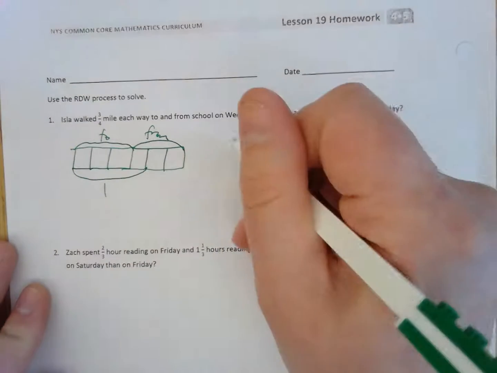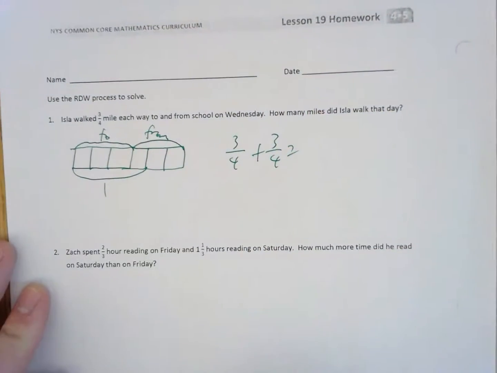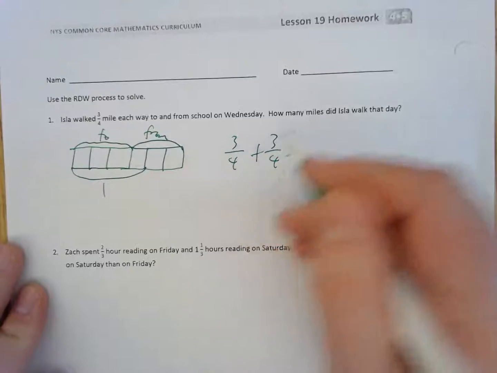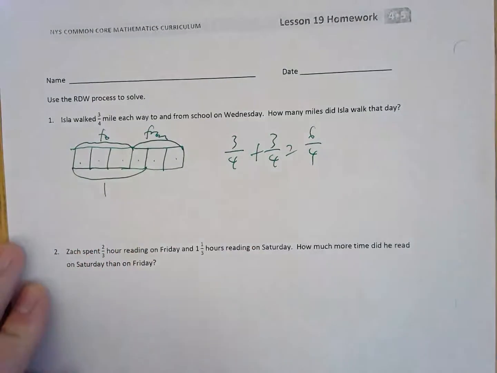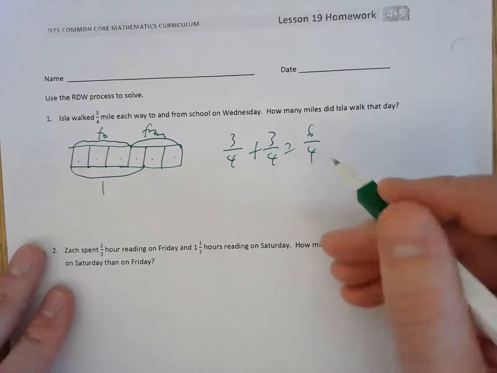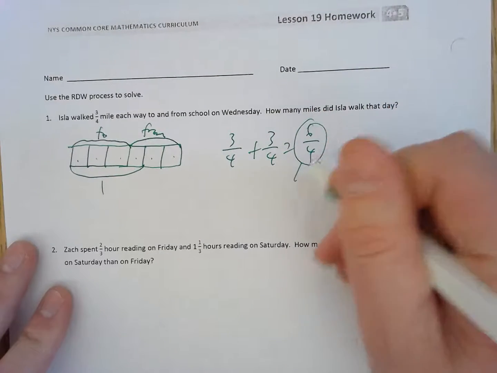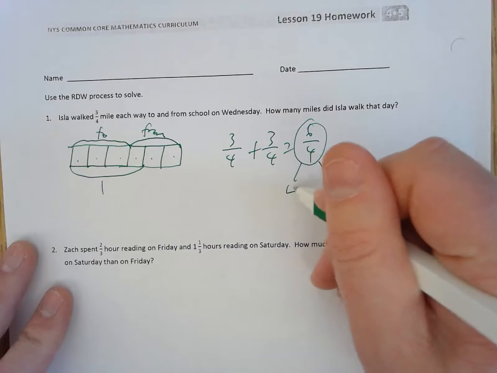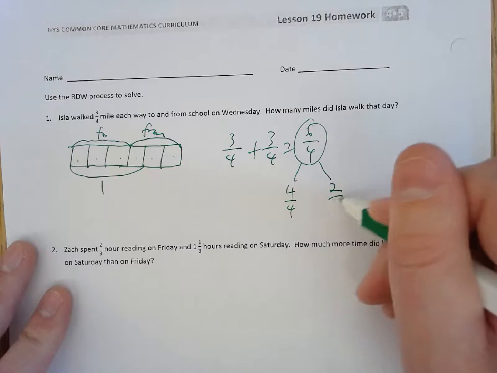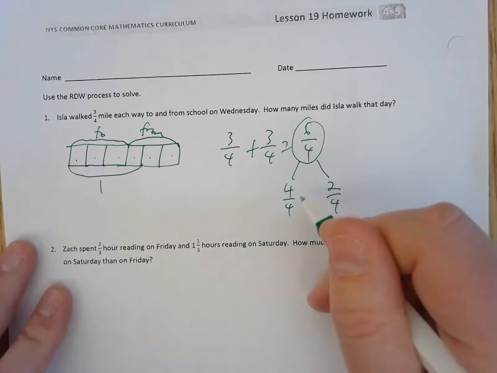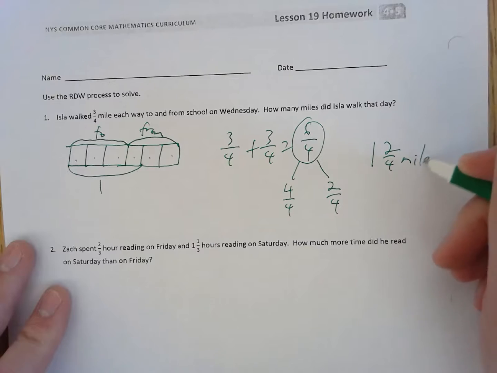Okay, so basically, we're just taking 3/4 plus 3/4. And 3 plus 3 is 6/4, which is 1, 2, 3, 4, 5, 6. So we got that right. Now we just need to convert this to a mixed number. So since we're dealing with fourths, our whole would be 4/4. And then 6 minus 4 is 2, so we have 2/4 left over. So the 4/4 equals 1, so we have 1 2/4 miles.